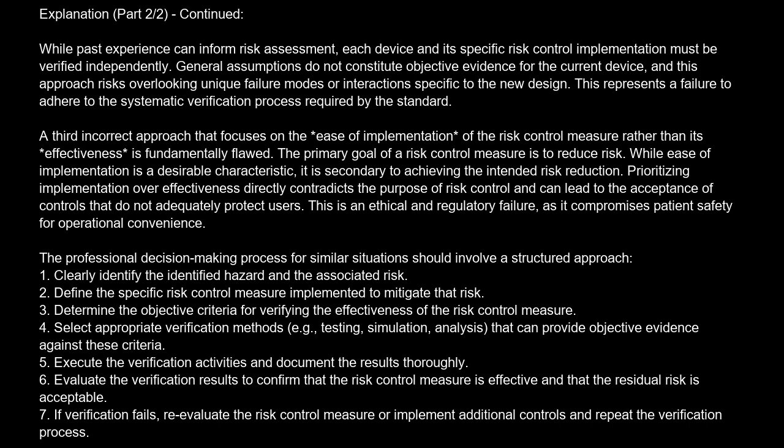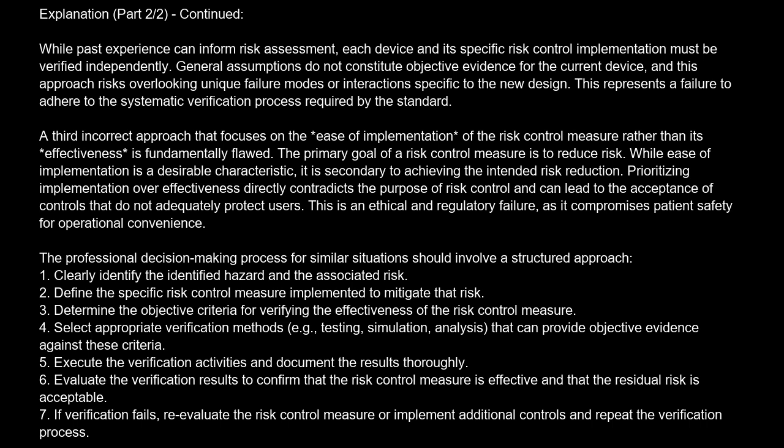A third incorrect approach that focuses on the ease of implementation of the risk control measure rather than its effectiveness is fundamentally flawed. The primary goal of a risk control measure is to reduce risk. While ease of implementation is a desirable characteristic, it is secondary to achieving the intended risk reduction. Prioritizing implementation over effectiveness directly contradicts the purpose of risk control and can lead to the acceptance of controls that do not adequately protect users. This is an ethical and regulatory failure, as it compromises patient safety for operational convenience.